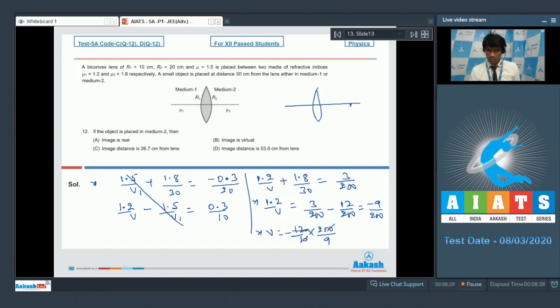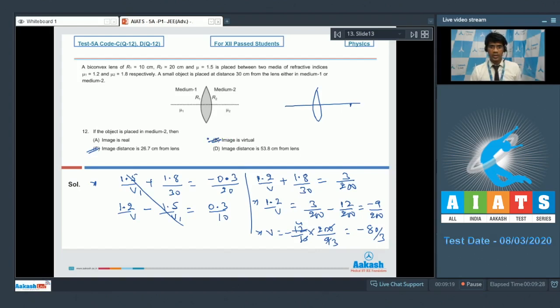So altogether it is minus 80 divided by 3. So this value of minus 80 by 3 is coming out to be 26.66, or I would say option C. And clearly yet again I would say the image is virtual. So we are getting option B and C as the correct answer for question number 12.